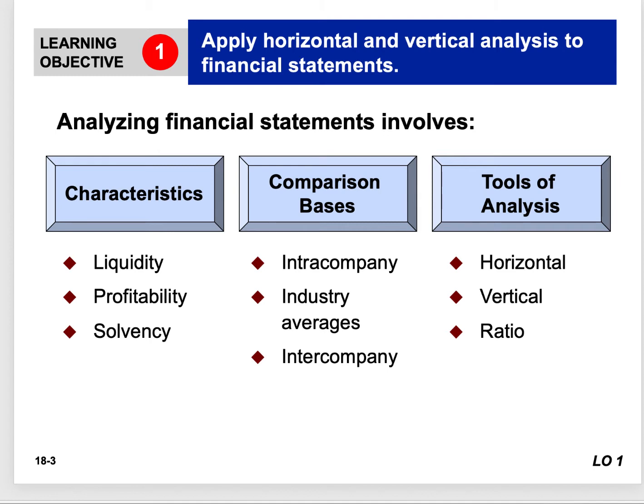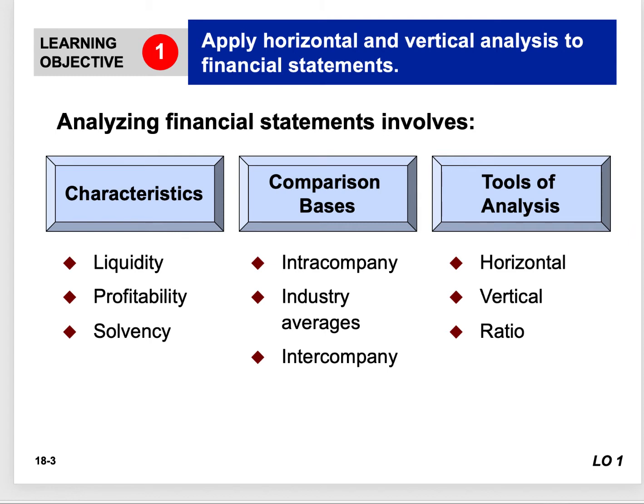We can use a number of things for that comparison, right? We can use intracompany numbers, we can use industrial averages, or we can use intercompany, kind of like an intercompany benchmark. Okay, basically, what we're saying here is we have tools to analyze the financial statements. What are we going to look at? We're going to look at liquidity, profitability, solvency. We can't do that alone. We need something to compare it to, right?